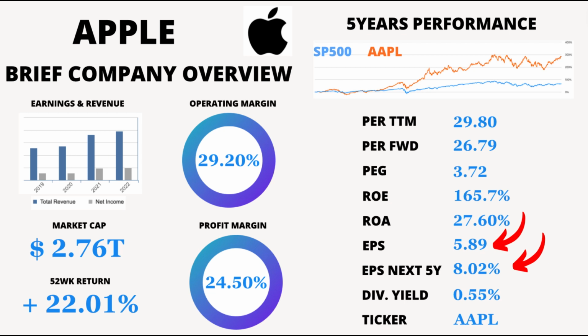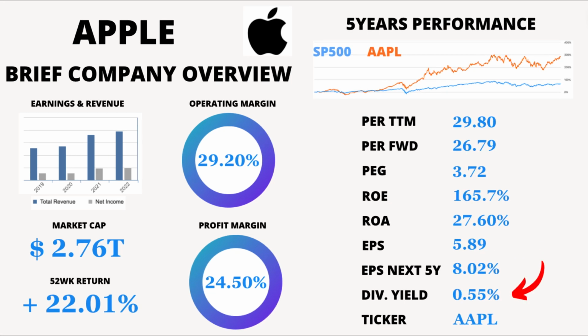Looking ahead, we have the EPS next 5 years, which estimates the expected growth rate in earnings per share over the next 5 years. Apple's EPS next 5 years is projected at 8.02%, indicating a positive outlook for the company's profitability in the future. Now, let's talk about dividends.